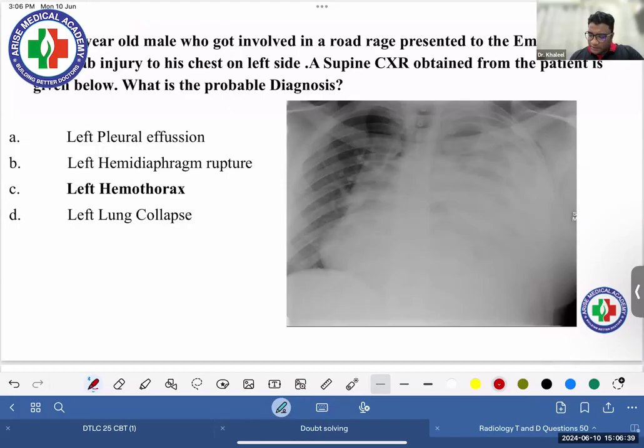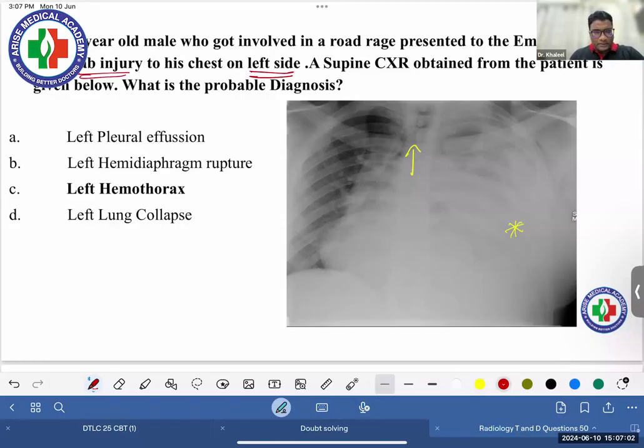So, if you look at this image carefully, I asked you to look at the trachea first. Whenever you see that the trachea is being shifted to the opposite side, there is some collection here, so there is a volume gain. And you see an opacity in this region. The injury is on the left side, and the opacity is on the left side.